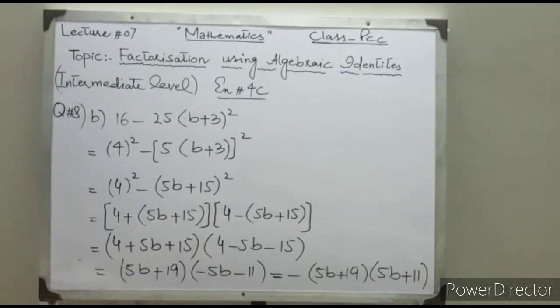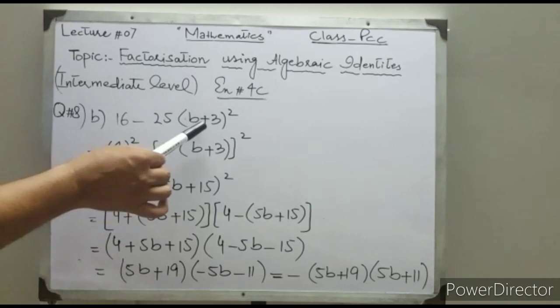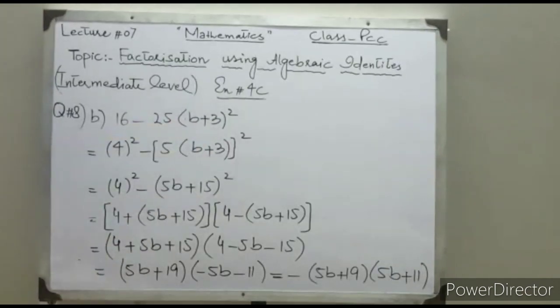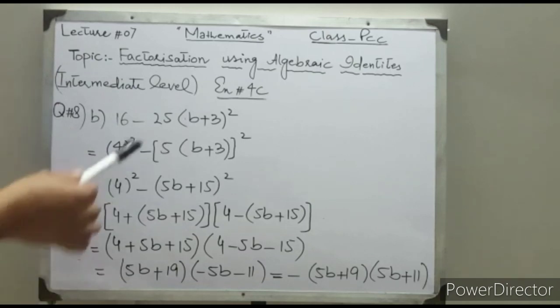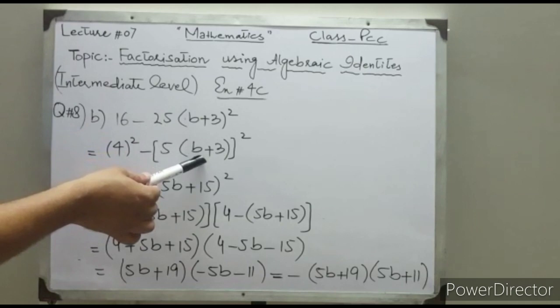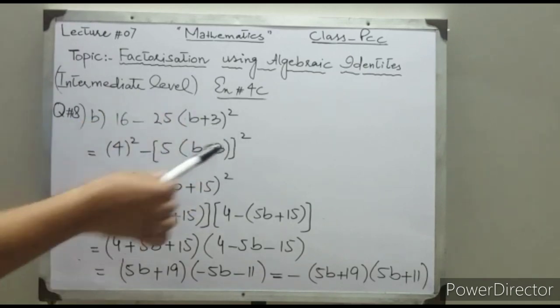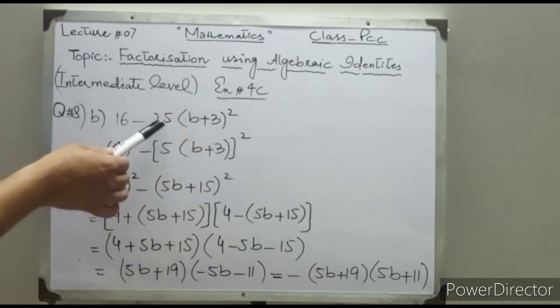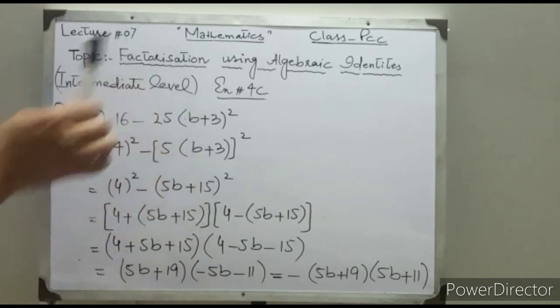Students, question number 8, part B. 16 minus 25 into (b plus 3) whole square. Students, you can see in this question b plus 3 is already in the form of square. 16, we may write as 4 square, because 4 square is equal to 16, and 25 can be written as 5 into (b plus 3) whole square. This square will make it 25 and (b plus 3) whole square.